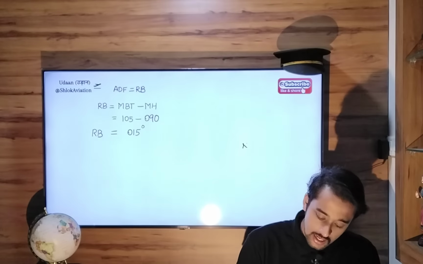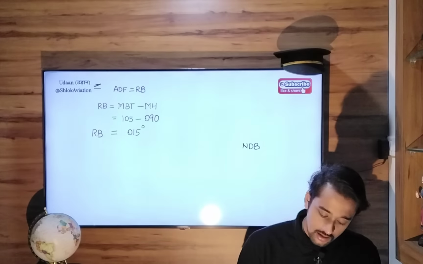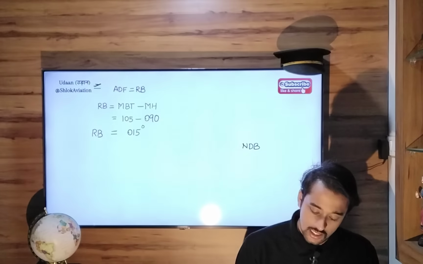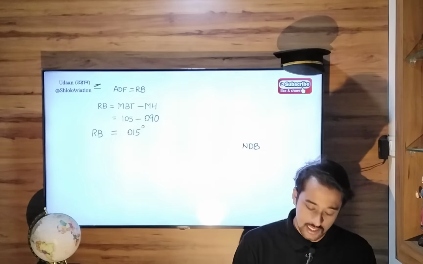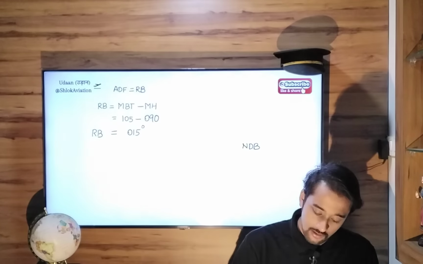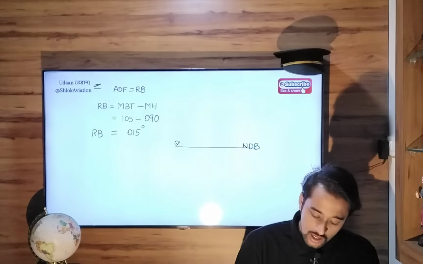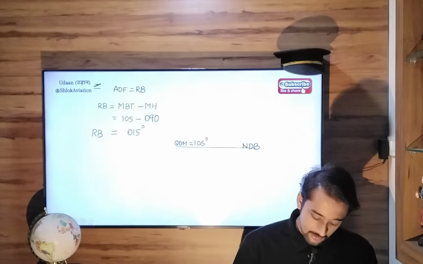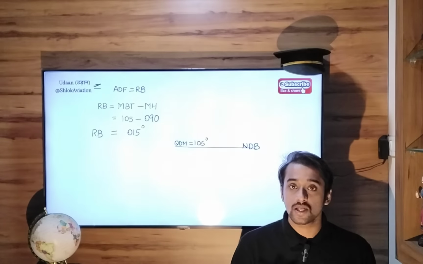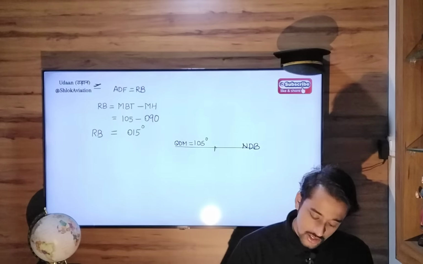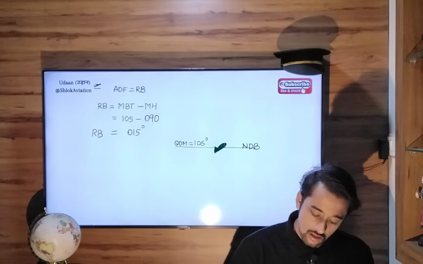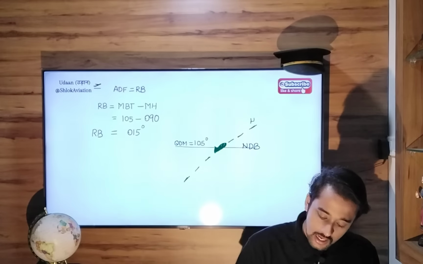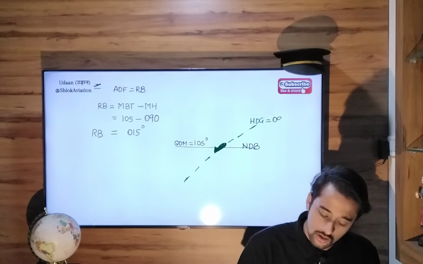Diagrammatically, if this is my NDB, let's say we have found that the track towards the station is 105 degrees. And what is the aircraft heading? Aircraft heading is 090 degrees. So 090 degrees is somewhat like this, right? Heading is 090.